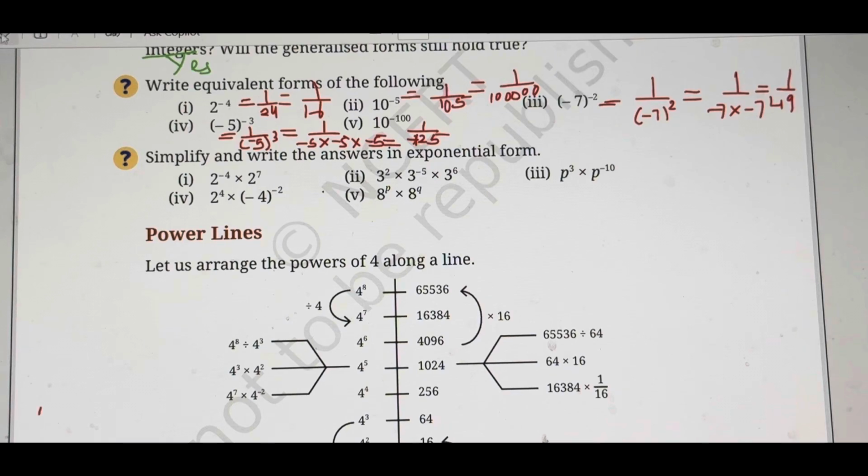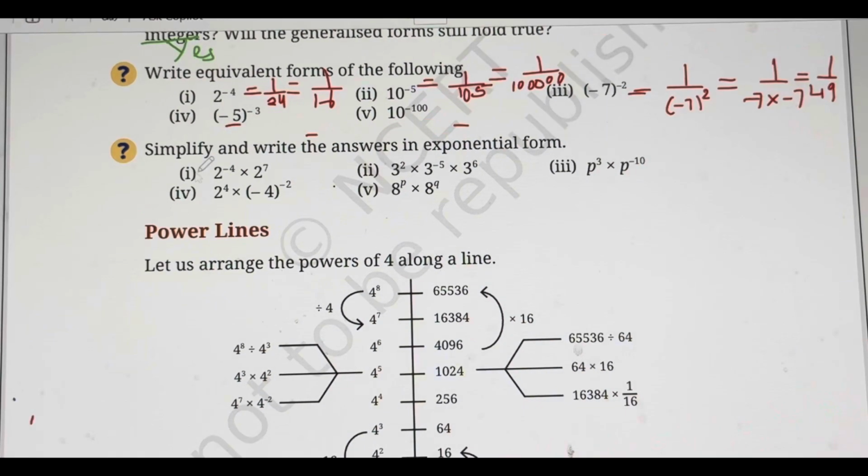Let me write it clearly over here. Now let us see fourth question. Here you can observe that the base is also negative and the power is negative as well as odd. Here we saw that the power was even. So ultimately you got the answer positive. Now let us see if the power is odd, what happens.